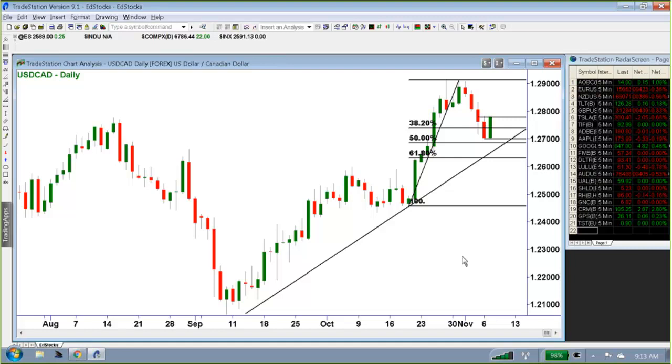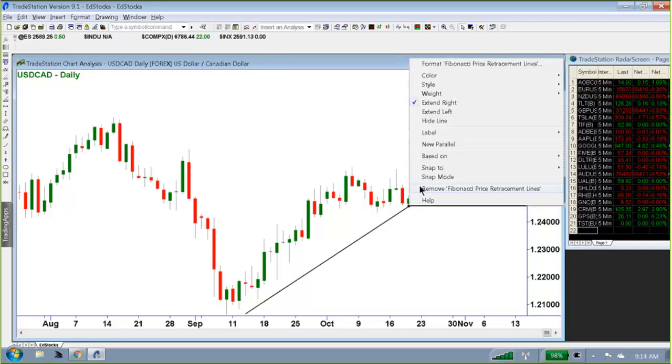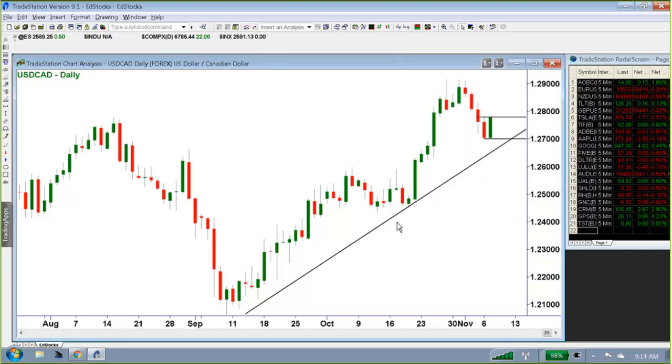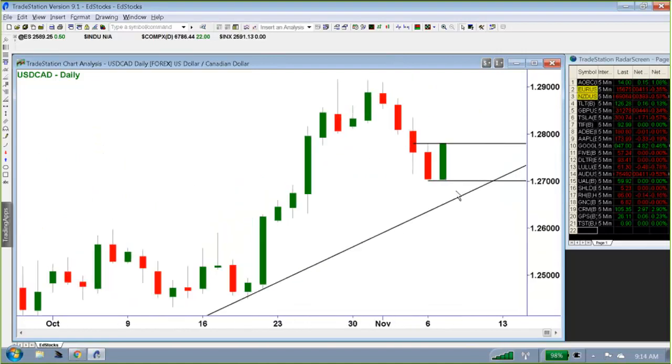Somebody bought the heck out of this at 127. There's no question about that. Somebody was definitely looking at that round number. No question about it. Okay, all right, let's get out of there. All right, so I'm still in there, and right now it's looking a lot better.